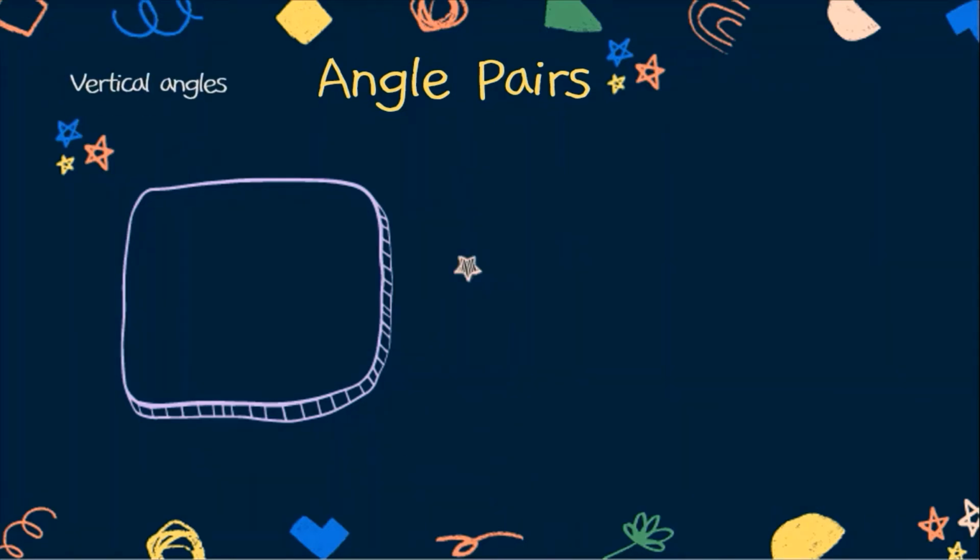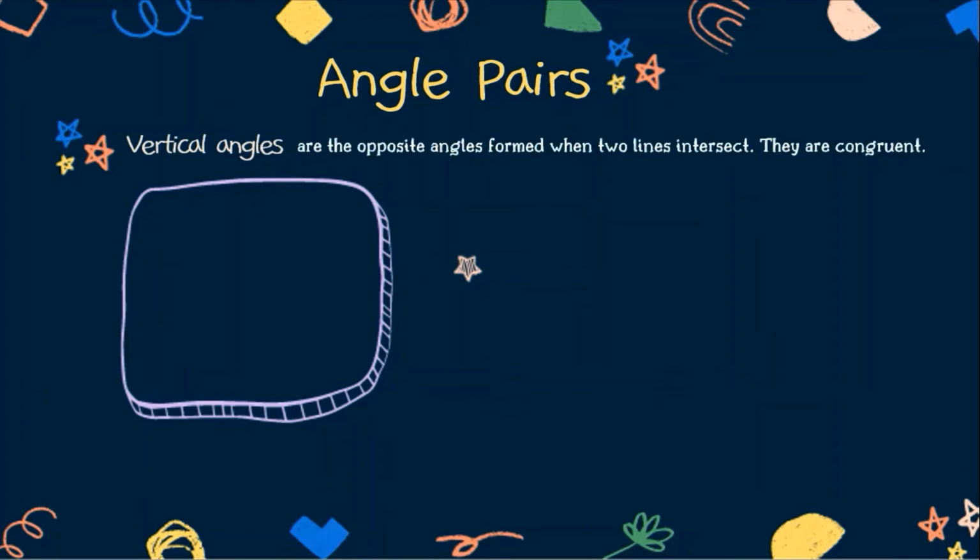Let's have another example of angle pairs. We have vertical angles. These are the opposite angles formed when two lines intersect, and they are congruent. When we say congruent, these are angles having the same measurement.